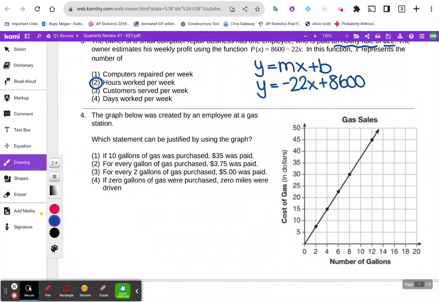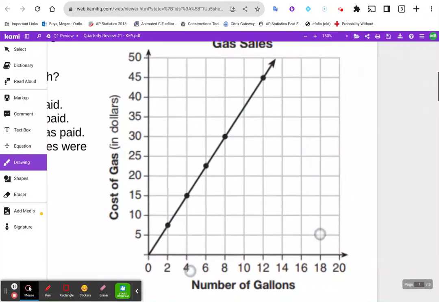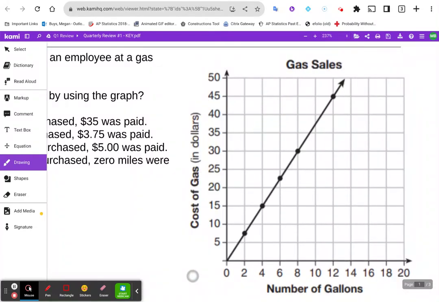Now in number 4, this is a nice real trial and error one as you go through when you're reading it. It says the graph below was created by an employee at a gas station. Which statement can be justified by using the graph? So first it says if 10 gallons of gas were purchased, $35 was paid. So I zoom in and go to where 10 is on the X. Now remember, I always use that to go up to where we are on the graph.